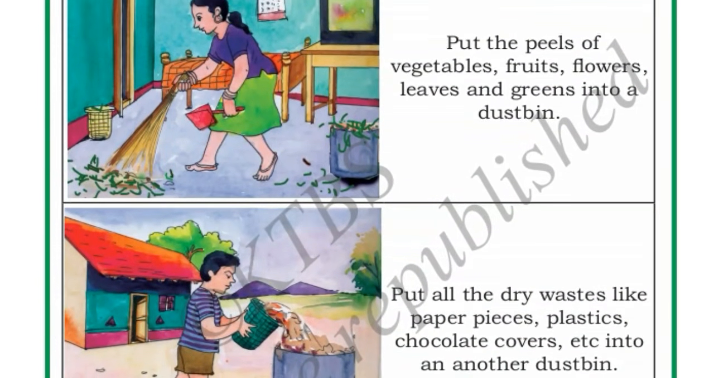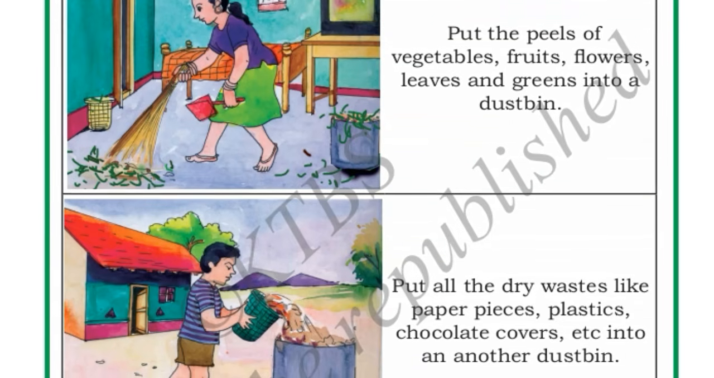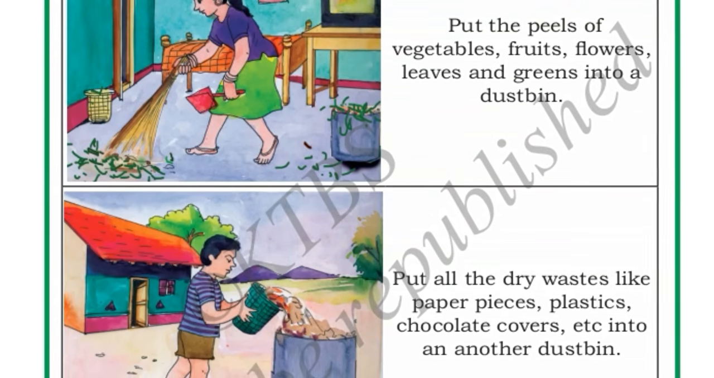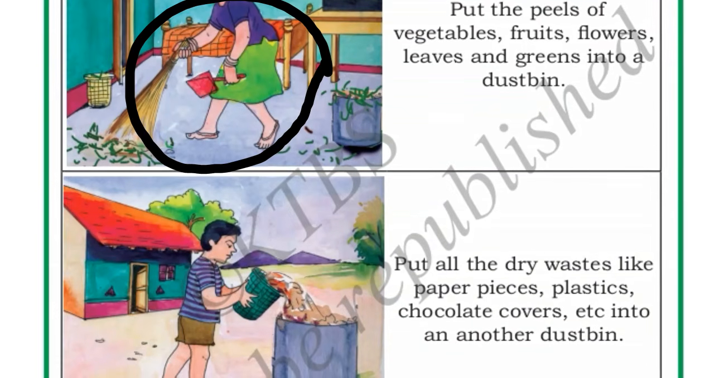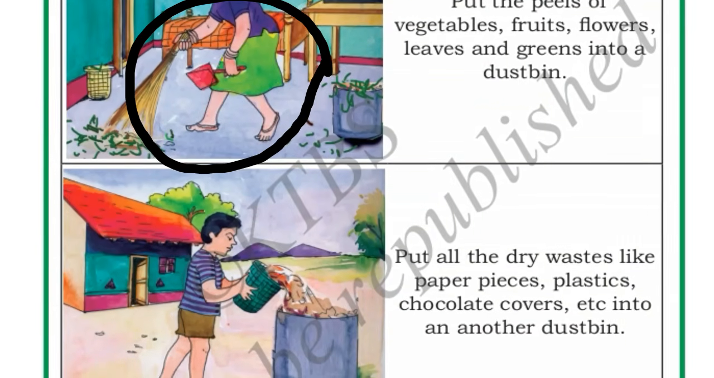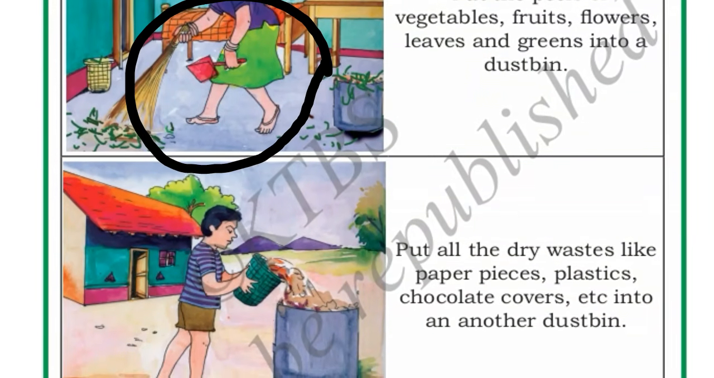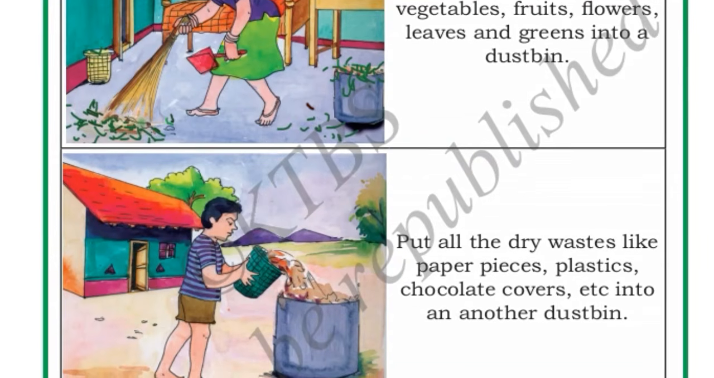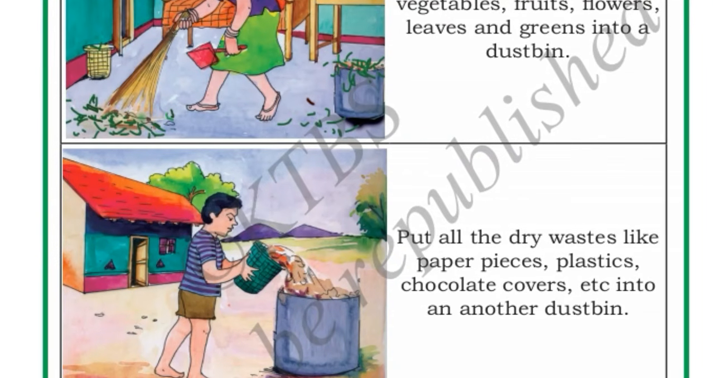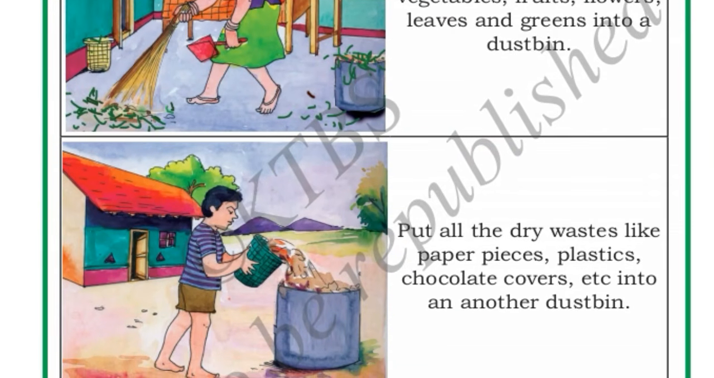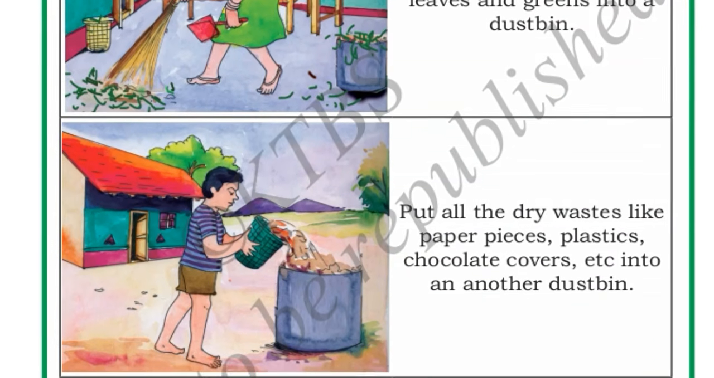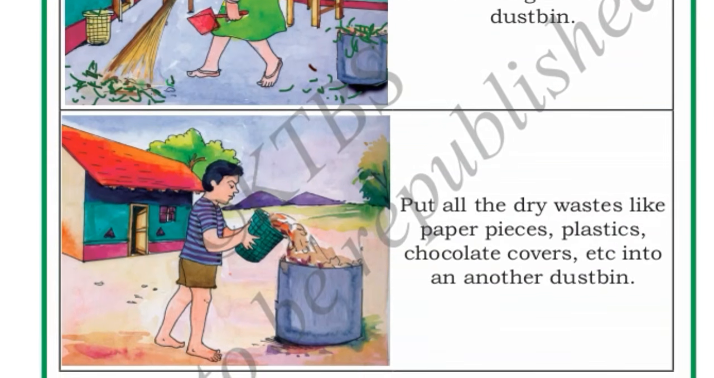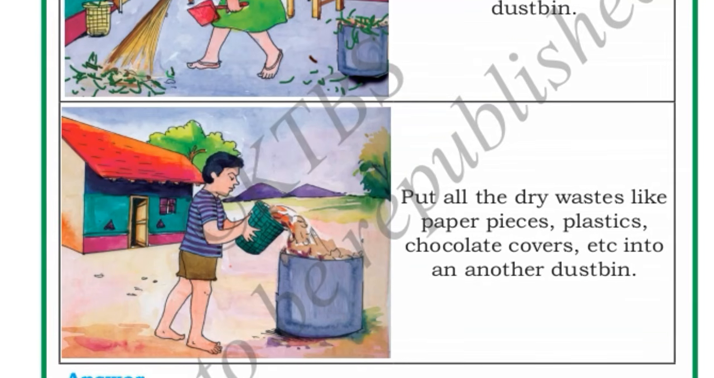Okay, this is Rama and Ravi's home. They are doing different types of work. Now let us see what they are doing. See, what is Rama doing? Rama is putting the peels of vegetables, fruits, flowers, leaves and greens into the dustbin. These are all the wet things, right? The peels of vegetables, fruits, flowers and leaves are all waste which will be in wet form.